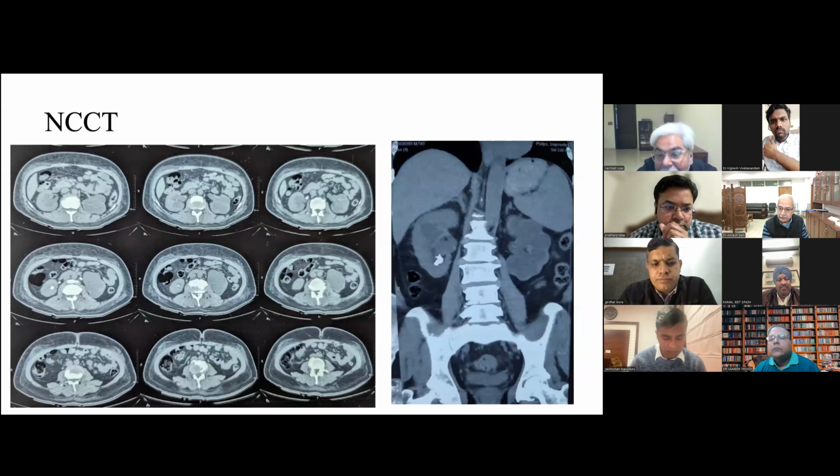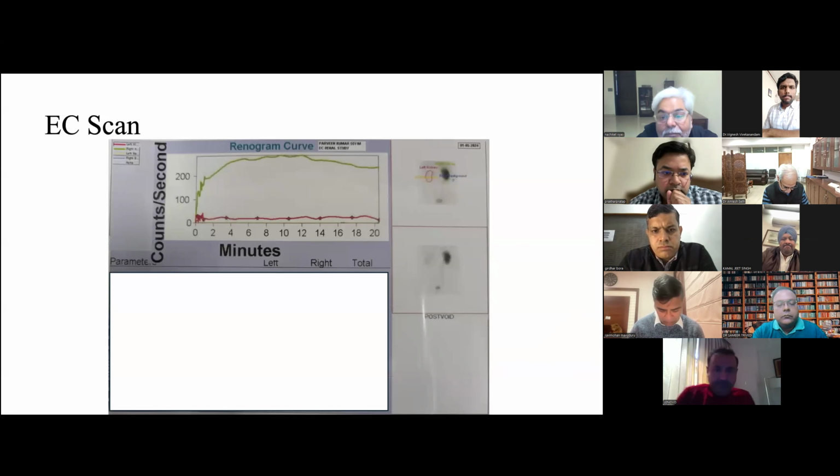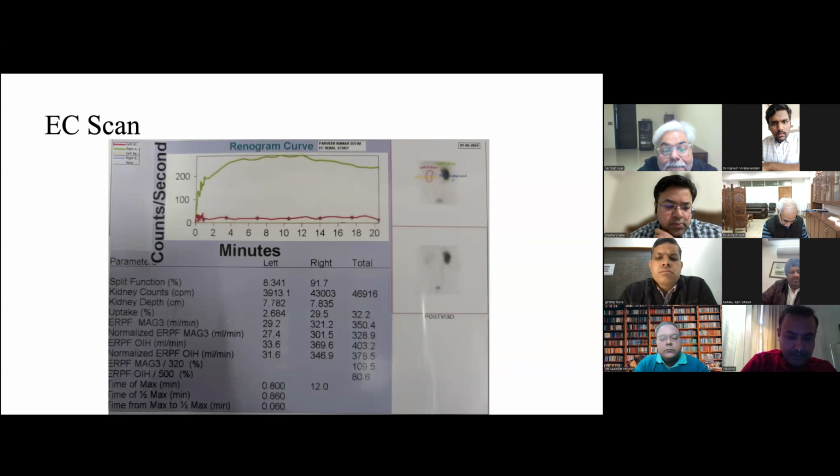After the findings of the imaging, a DTPA scan was done to understand the functioning of bilateral kidneys. The renogram curve is as shown. The left kidney had a split function of 8% and was poorly functioning, and the right kidney had a split function of 92%.